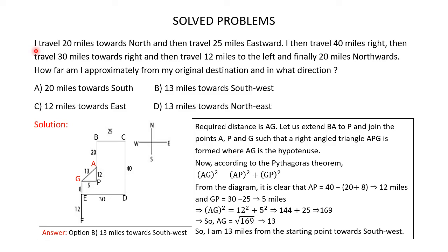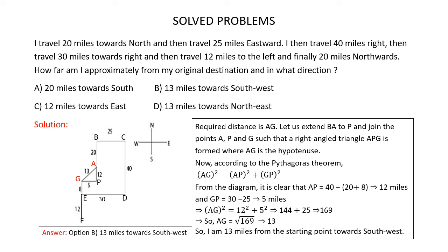I travel 20 miles towards north and then travel 25 miles eastward. I then travel 40 miles right, then travel 30 miles towards right, and then travel 12 miles to the left, and finally 20 miles northwards. How far am I approximately from my original destination and in what direction? You are given four options here and I have to find out which of these options is the correct one.